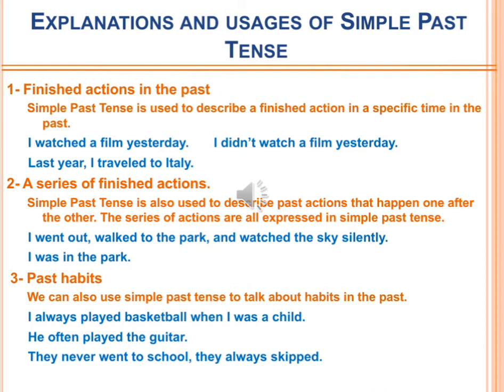2. A series of finished actions. Simple past tense is also used to describe past actions that happen one after the other. The series of actions are all expressed in simple past tense. Examples: I went out, walked to the park, and watched the sky silently. I was in the park.